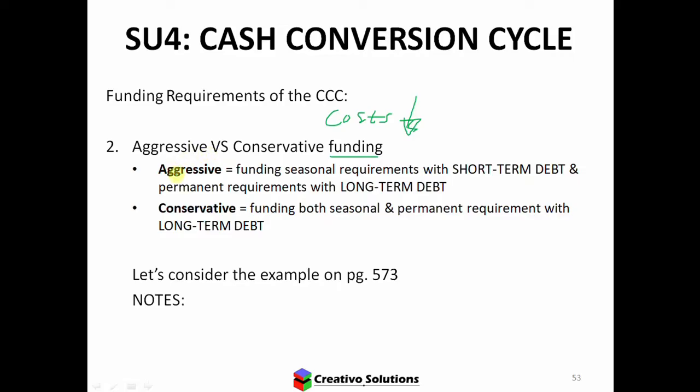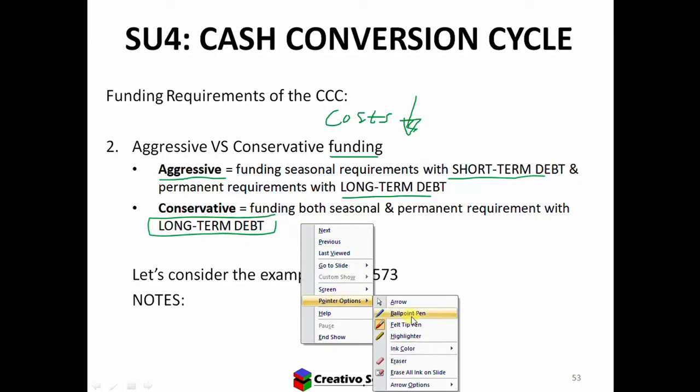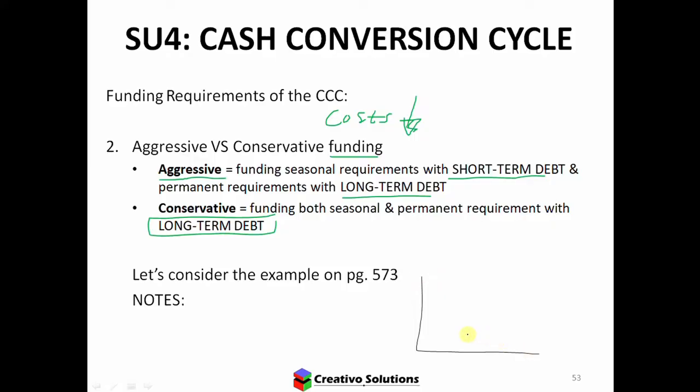Let's first understand what the strategies entail. An aggressive funding strategy looks at utilizing both short-term and long-term debt. Conservative is where everything is funded using long-term debt. Again, just to draw a little diagram, you've got the minimum, which is the permanent, then you've got all of the fluctuations, which gives you the seasonal as an average.